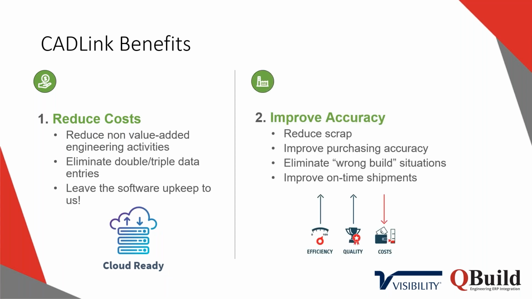Next, the other benefit that we see is that the accuracy of the data is improved. Since we're automating a large portion of this manual data entry process, or BOM and part entry process, we're improving a lot of the accuracy of the data and visibility in the engineering system, which in effect leads to reduced scrap for our customers and improved purchasing accuracy, eliminating wrong build situations, and improving on-time shipments and overall company efficiency and more happy customers.